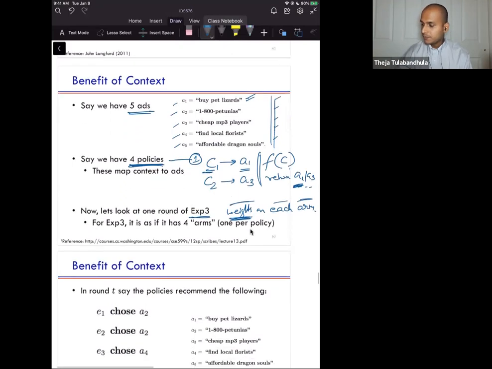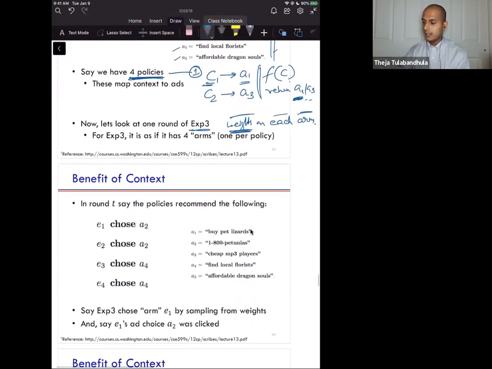Okay. So now let's look at one round to get a sense of how to exploit context. So let's say in round T, we have these 4 policies. Let's say E1, E2, E3, E4. We haven't picked a policy yet. And let's say each of these policies is saying, for a specific context that came, 2 of the policies are saying play ad 2, and 2 of the policies are saying play ad 4. Okay, so this one or this one.